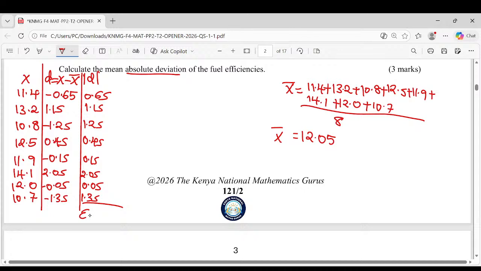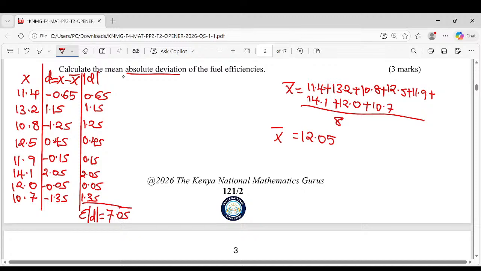Let us get the summation of the absolute deviation. This will be 0.65 plus 1.15 plus 1.25 plus 0.45 plus 0.15 plus 2.05 plus 0.05 plus 1.35. This becomes 7.05, the summation of the absolute deviation.